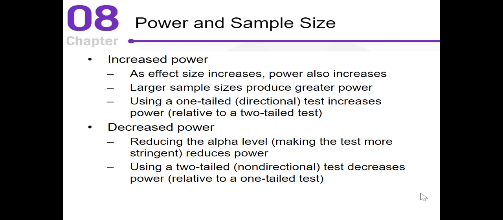So if we want to increase power, we can look at this: as the sample effect size increases, so does the power. A larger sample size will produce greater power. And using a one-tailed directional test is also going to increase the power relative to a two-tailed test. If we want to decrease the power, we need to reduce our alpha level, or use a two-tailed non-directional test.